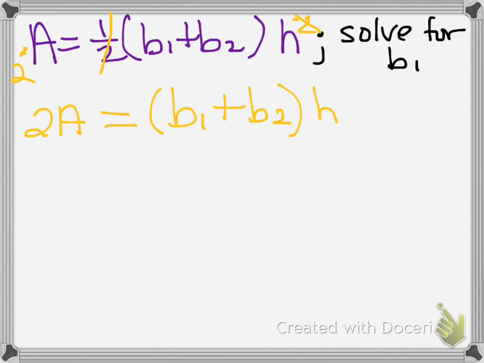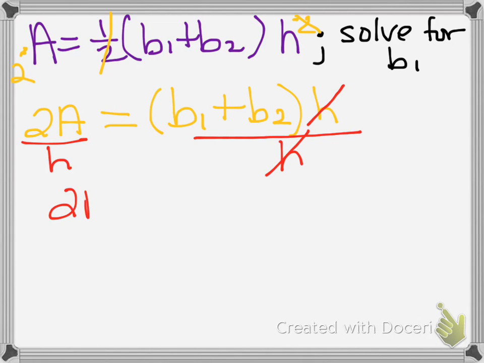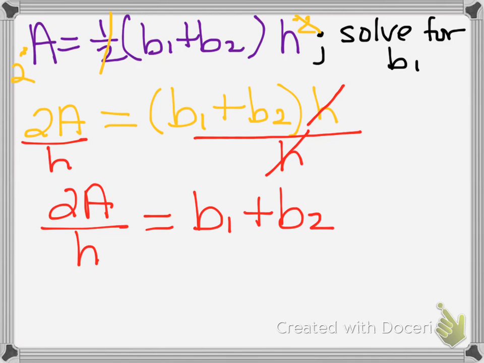Again, I said that word times before I said the H. And I can undo a multiplication using division. So I'm going to divide both sides by H to undo the multiplication here. H divided by H cancels. On the left, I have 2a over H. And on the right, I now have B1 plus B2.